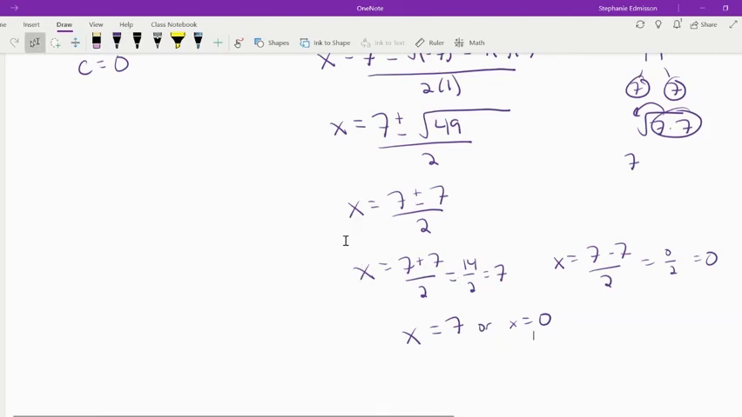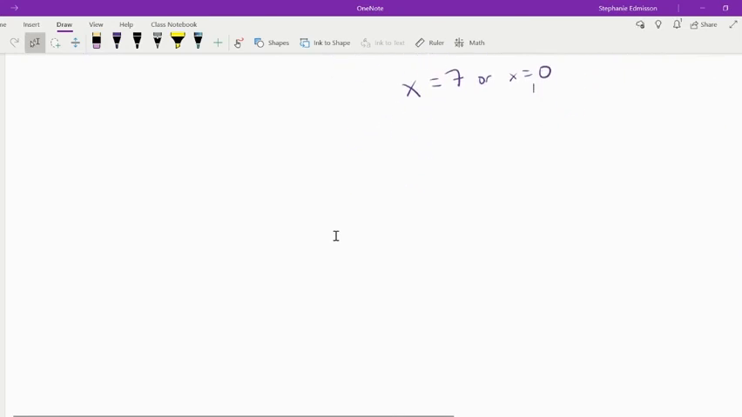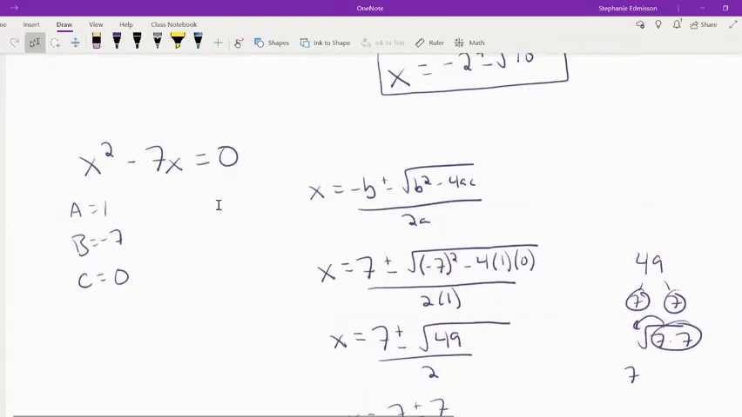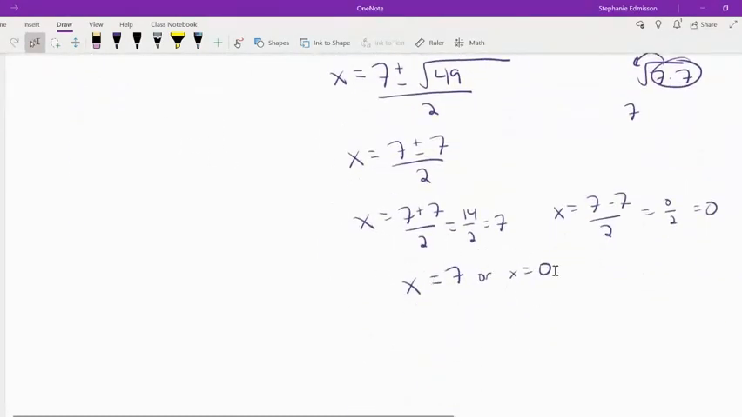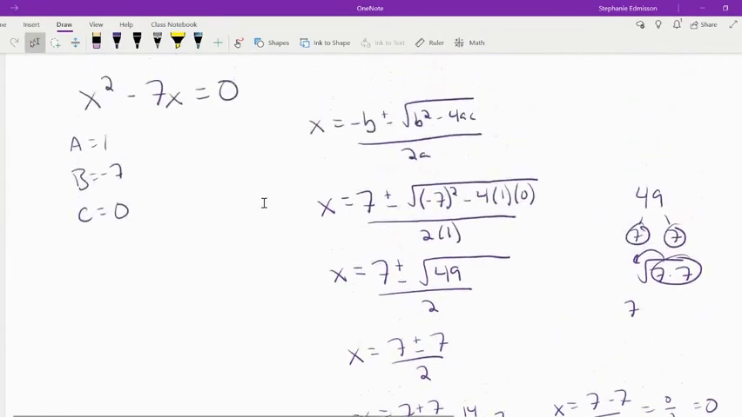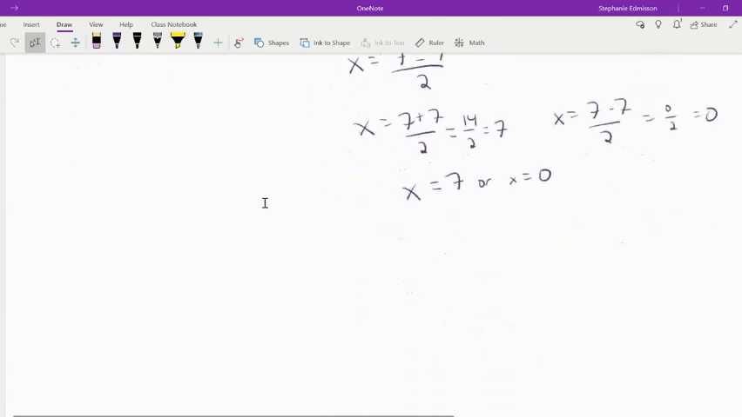Okay, let's keep going. We have one more example. Oh, and the reason why I said at the beginning this could have been factored: anytime you get a full answer where you don't have a root inside of your fraction, that tells you that it could have been factored.